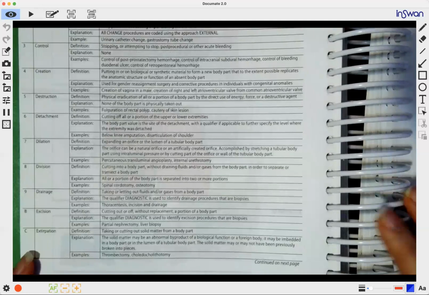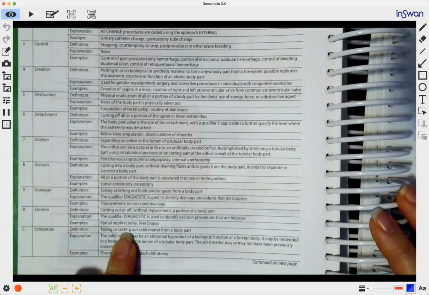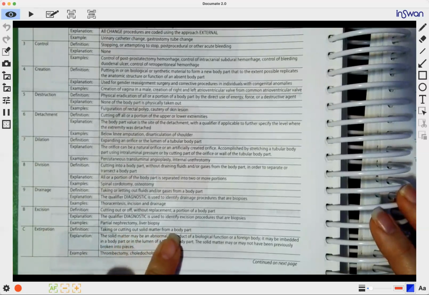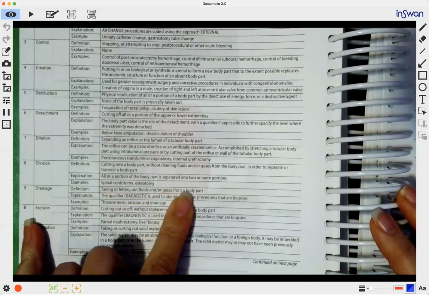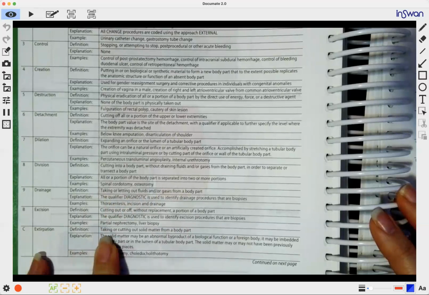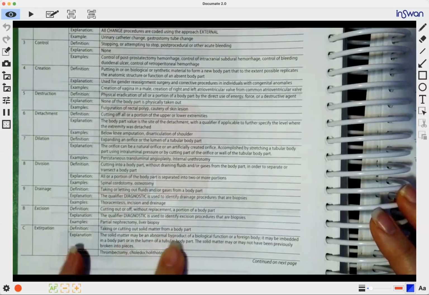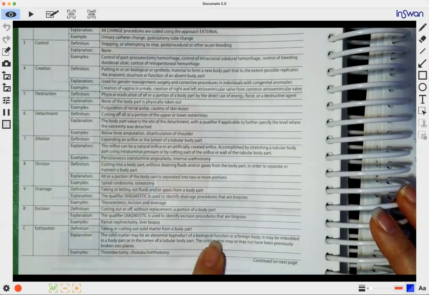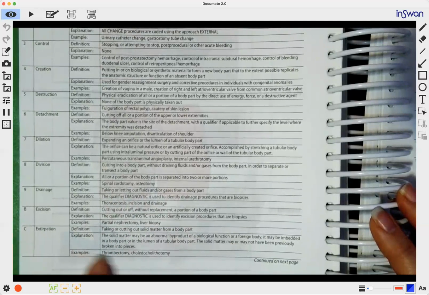Continuing on, we have extirpation. Extirpation is taking or cutting out solid matter from a body part. So drainage was taking or letting out fluids and gases, and extirpation is solid matter from a body part. And it could be an abnormal byproduct of a biological function, or it could be a foreign body. It may be embedded in a body part or in the lumen of a tubular body part.